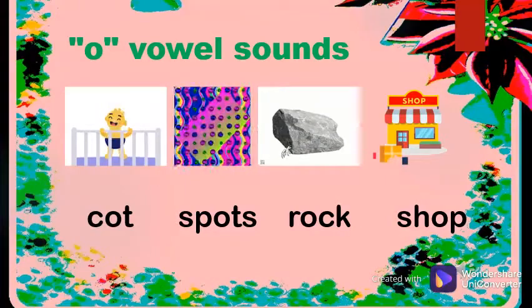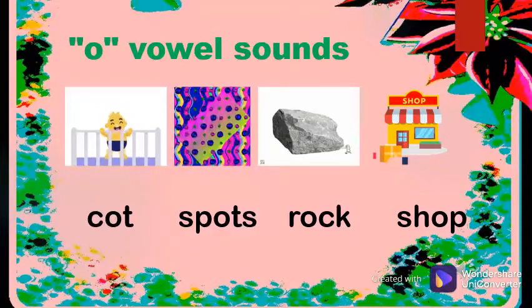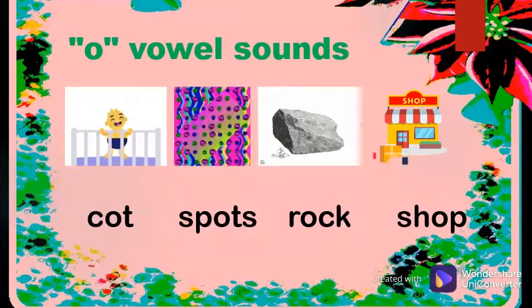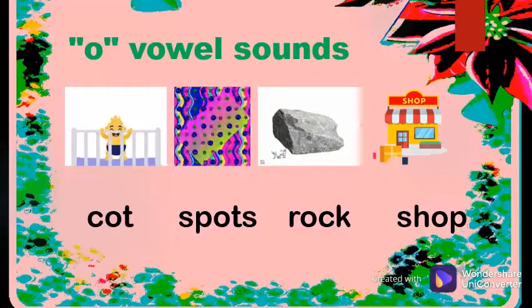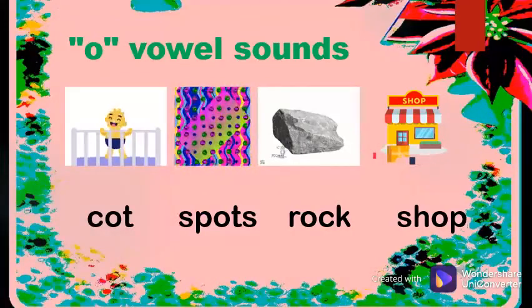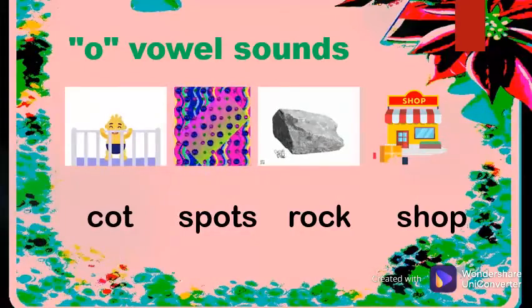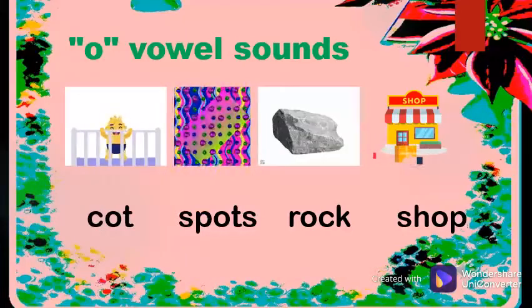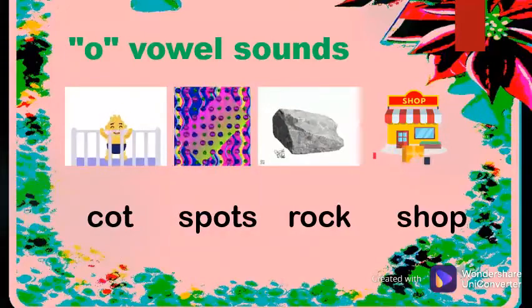So students, now we will learn the O vowel sounds words. So in page 15, new words are cot, caught, spots. Here S and P together make the sound sp. Spots, sp-o-t-s, spots. Then rock, r-o-c-k, rock.